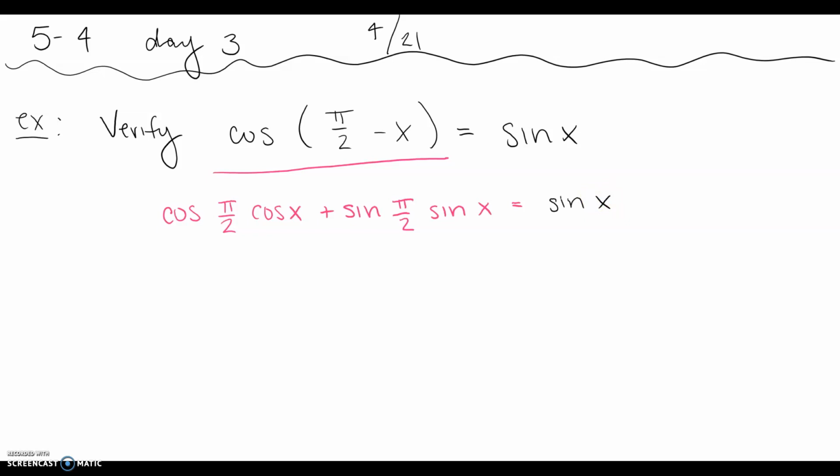Now we can use our unit circle. So cosine of pi over 2 is 0. Cosine of x, well, that's a variable, so we have no idea, so we can bring that down. Plus sine of pi over 2 is 1. And sine of x, we don't know because we do not know what x is.